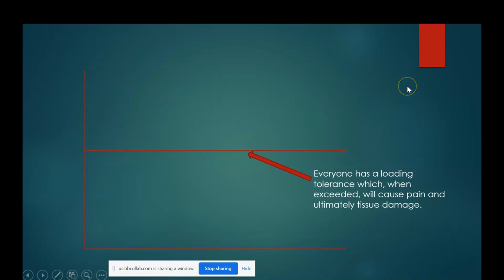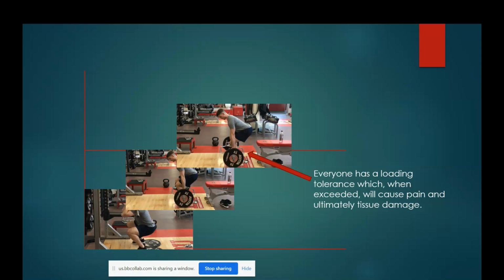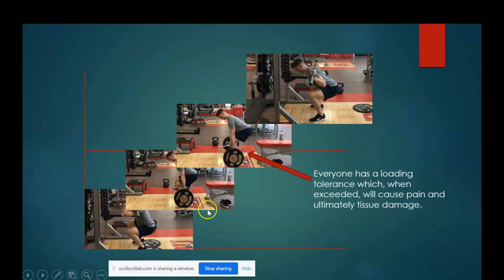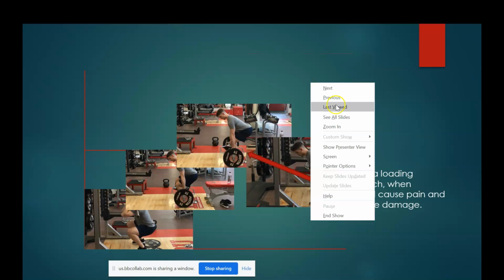So again, everyone has a loading tolerance, which when exceeded will cause pain and ultimately tissue damage. So let's just say that we have these different variations. I'll pull this out a little bit, but let's just say we had these different variations of lower body exercises. So let me actually go back.